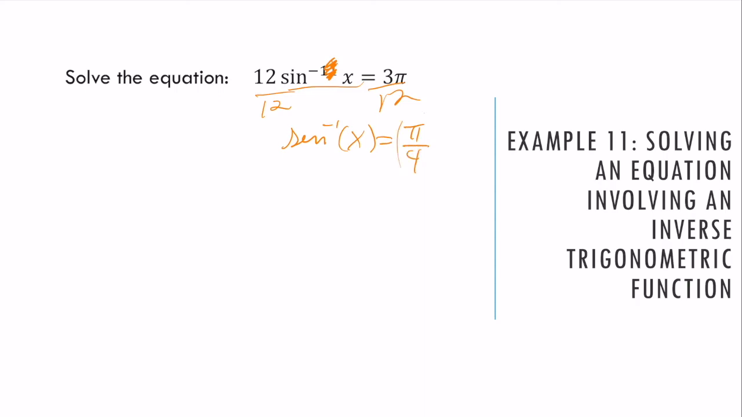I'm then going to take the sine of both sides, because that's going to cancel out the inverse sine. So I have x equals the sine of pi over 4. Well, the sine of pi over 4 is the square root of 2 over 2. So x equals the square root of 2 over 2.